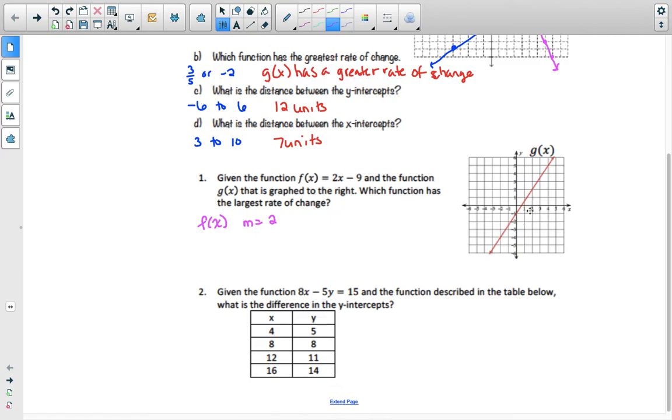The function g of x, which is on the right, we can find the slope from one coordinate to another coordinate and find our change in y over change in x. So if I use this coordinate right here, because it's going through a nice clean corner, and this corner right here, we can find the slope.